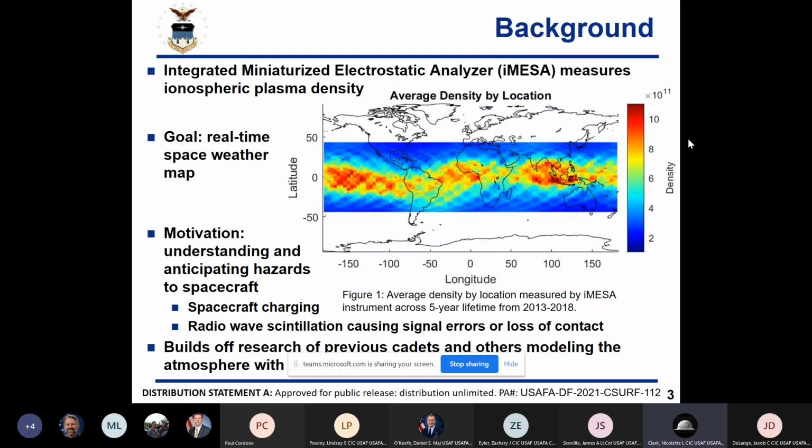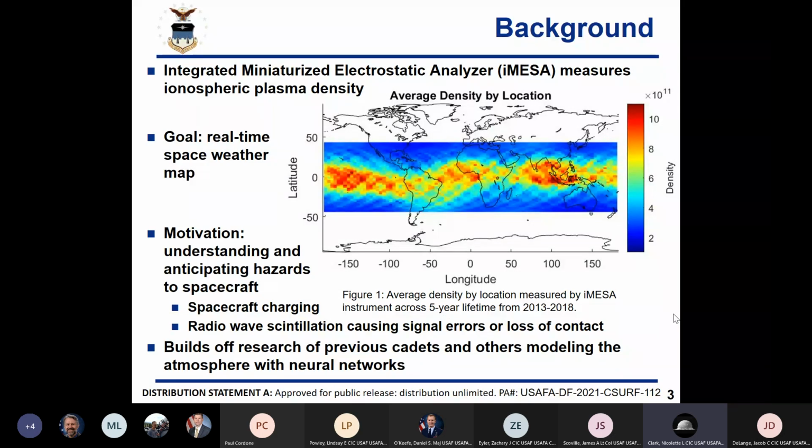So this project started a number of years ago with an instrument that the physics department created called the Integrated Miniaturized Electrostatic Analyzer, or IMESA. It was designed to be a low power and low mass instrument that could be mounted on a number of different host satellites and take in situ measurements of plasma density in the ionosphere, with the long-term goal of using the data that the IMESA instrument collected to create a real-time map of space weather.